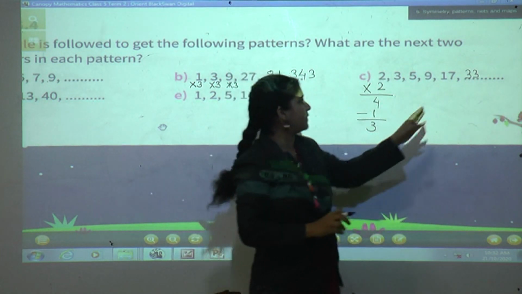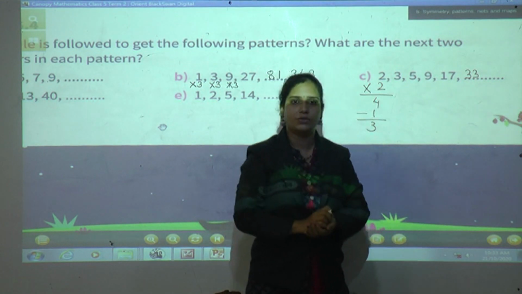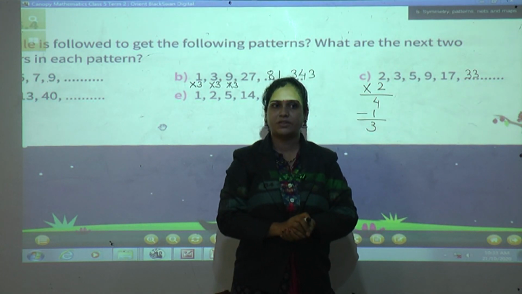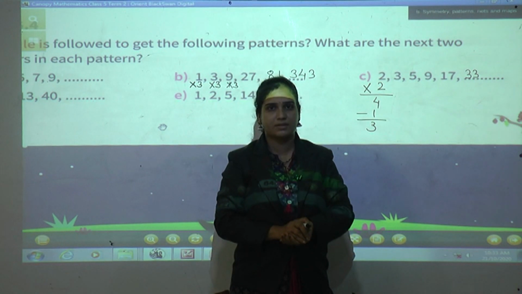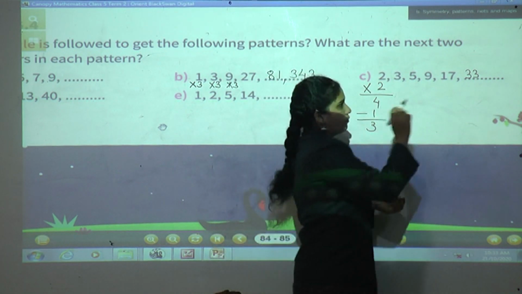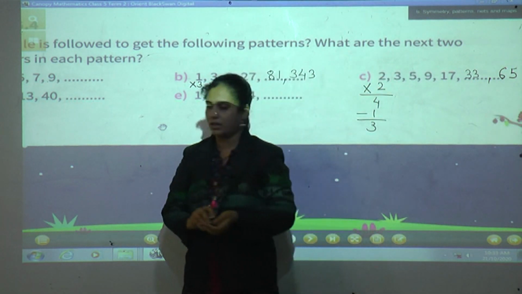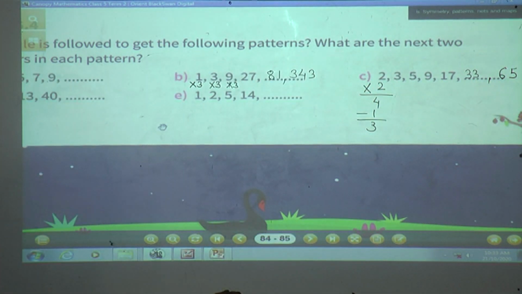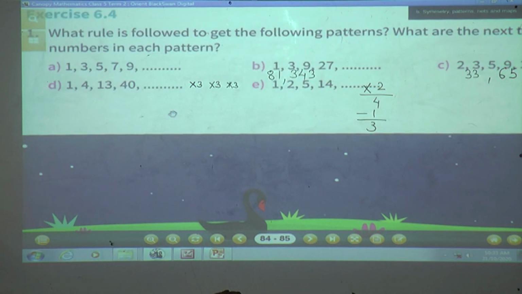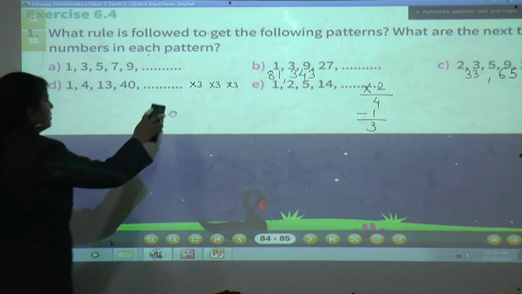Now again multiply 33 by 2. Yes, what is the multiplication? 66. Okay, and subtract 1 from it, the answer will be 65. Okay, now B1. Here observe the pattern, students.